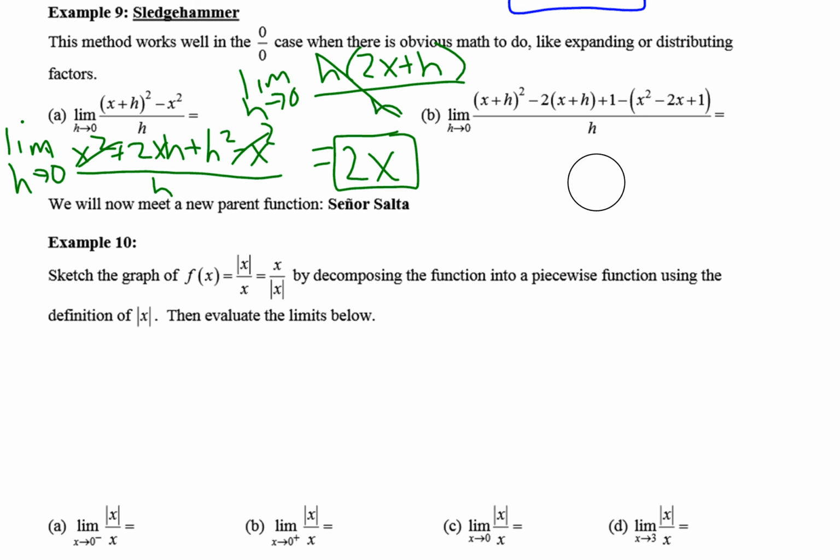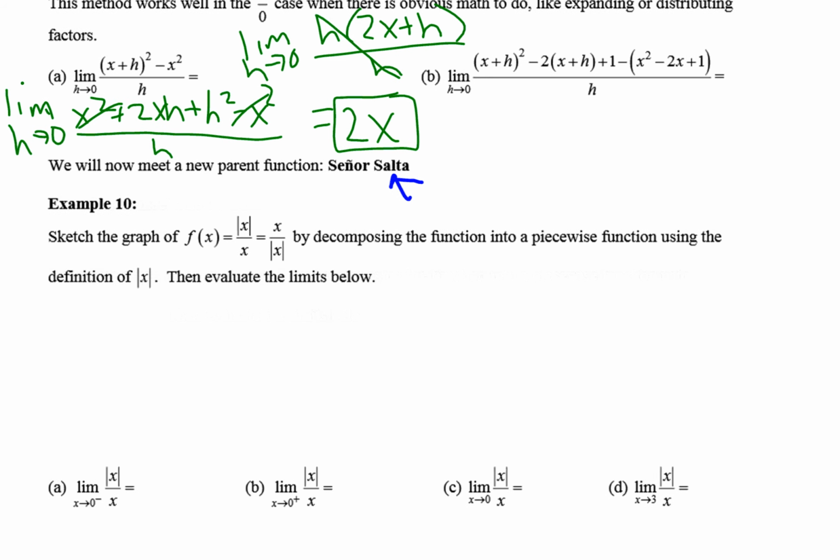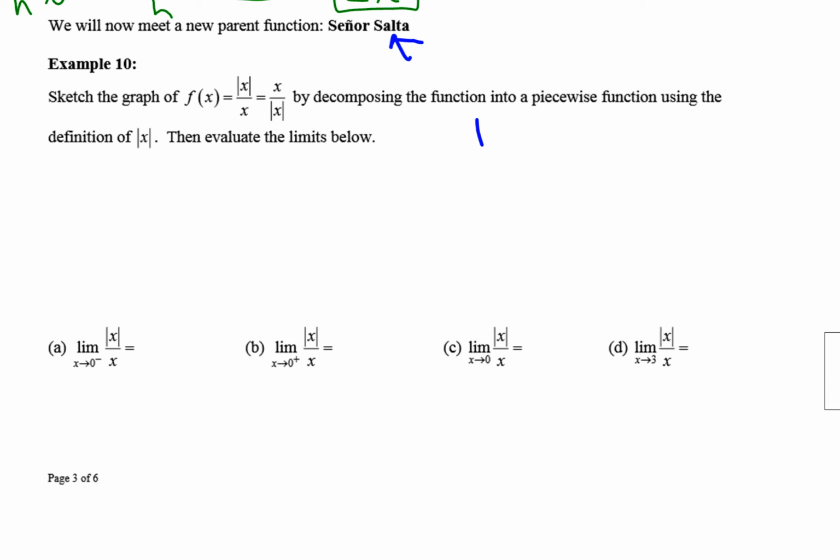Alright, and now it's time for singular salta. Look that up. Okay, I think it means jump or jumps. So this graph, f of x equals absolute value of x over x, or vice versa. It's a piecewise function. We're going to use the graph to help us figure out these limits.